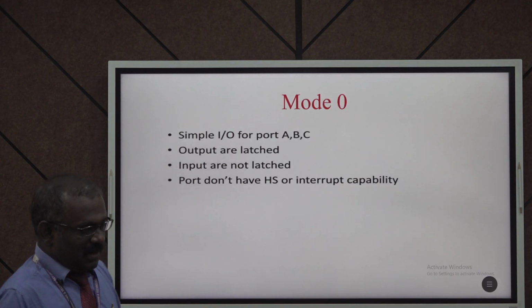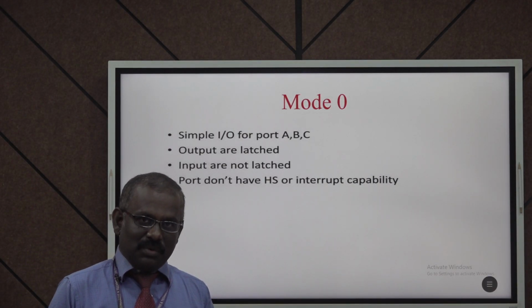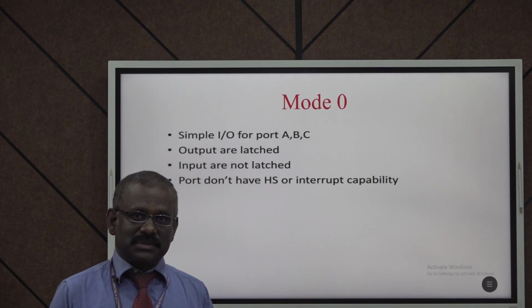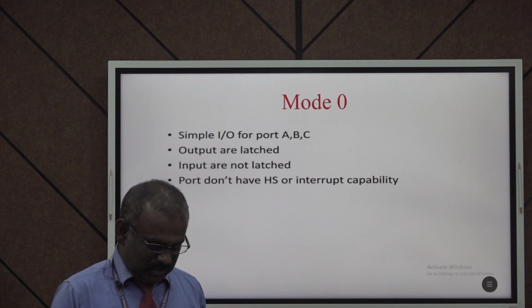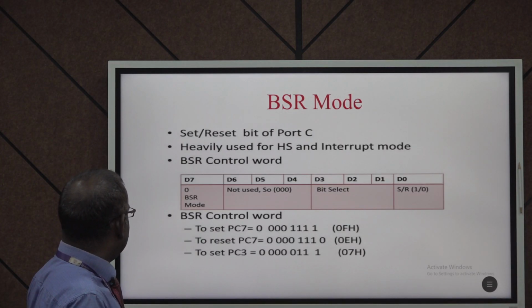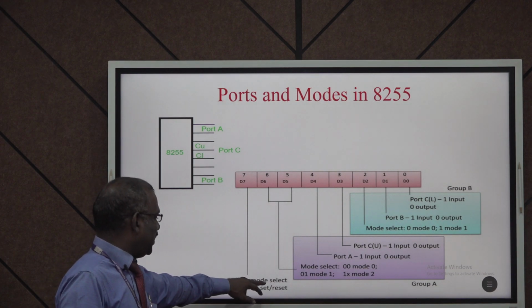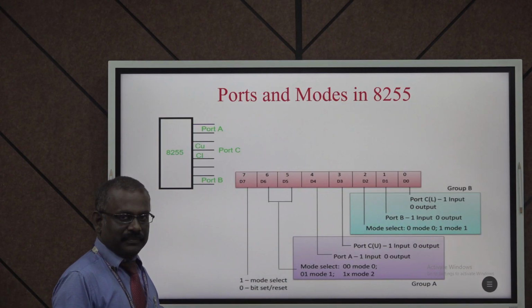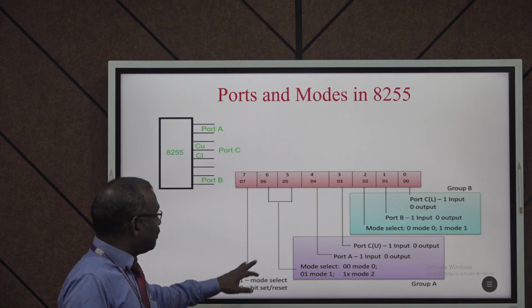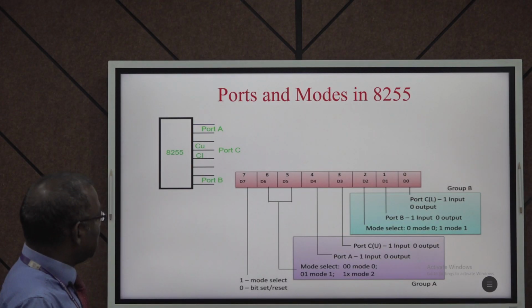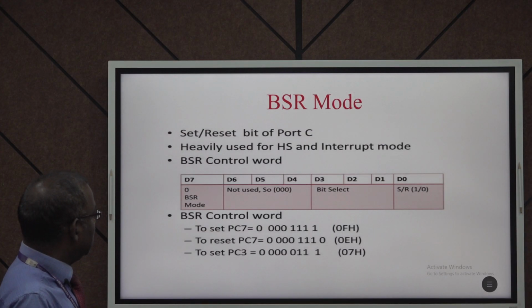Next. If you are not using the bit set or reset mode to connect the external IO devices with 8255, then you have to use the IO mode only. To select the IO mode, we have to put 1 in the D7 bit, as I already told. If you put 1, we can select any one of mode 0, mode 1, mode 2 in the IO mode. If you put 0, then the 8255 will be operated in BSR mode. In bit set or reset mode, only port C is visible.